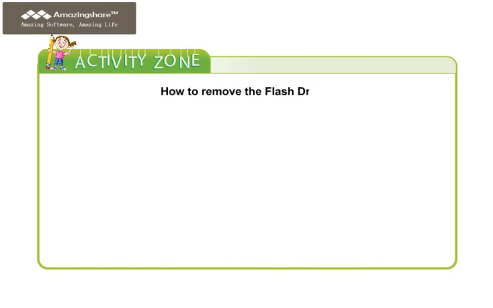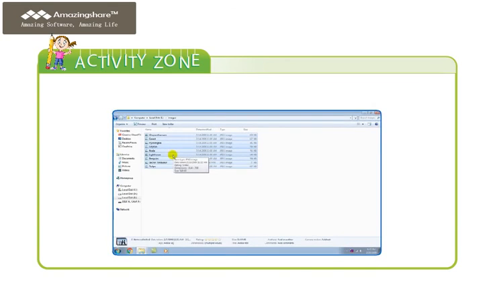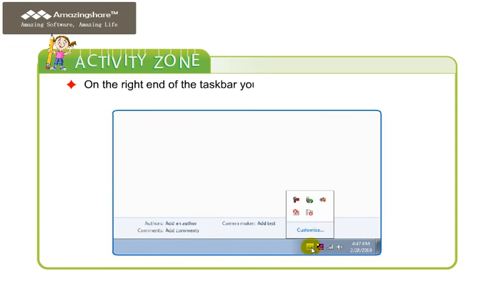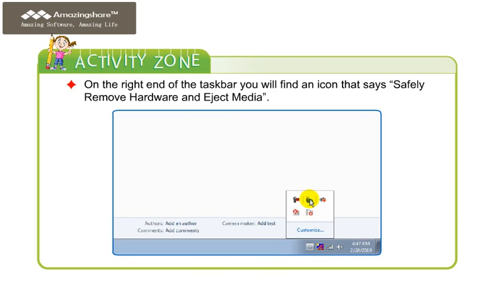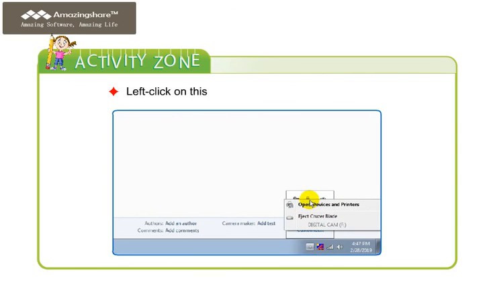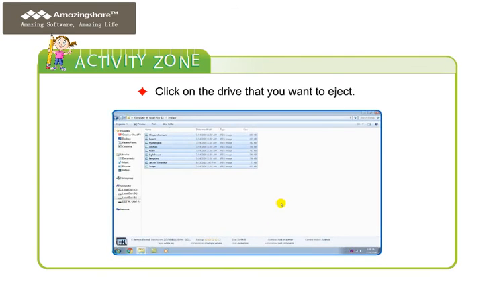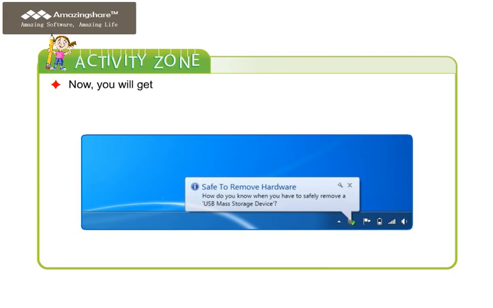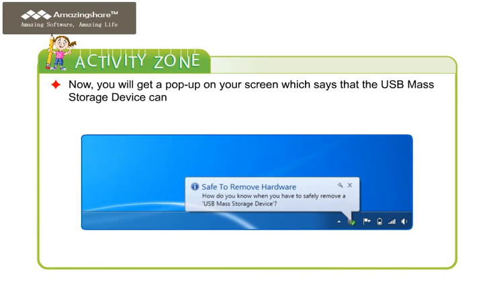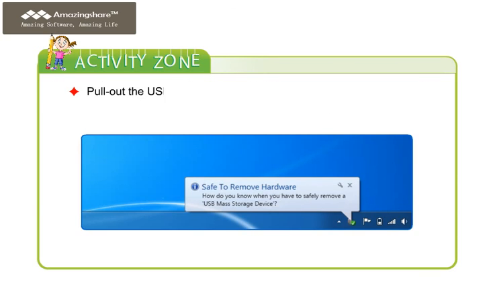How to remove the flash drive. On the right end of the taskbar, you will find an icon that says Safely Remove Hardware and Eject Media. Left-click on this icon and you will see a drop-down. Click on the drive that you want to eject. Now you will get a pop-up on your screen which says that the USB mass storage device can now be safely removed from the computer. Pull out the USB cable of the memory card reader from the system.